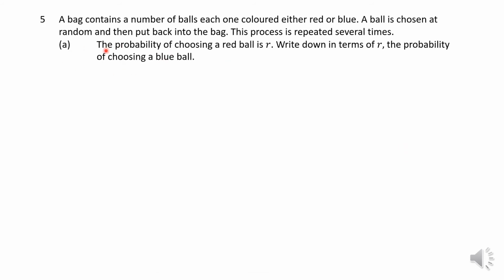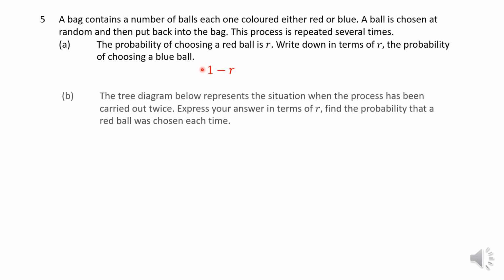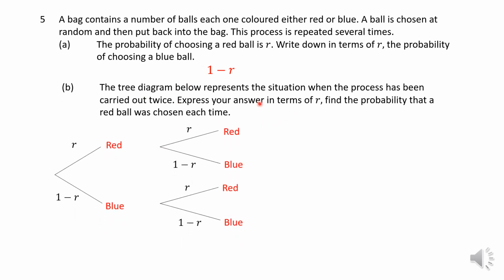Question 5. A bag contains a number of balls, each one colored either red or blue. Then a ball is chosen at random and then put back into the bag. Very important that you understand that. Take it and then they put it back. And they repeat this process several times. Okay, the probability of choosing a red ball is R, so not red is 1 minus R. Okay, when it's blue, it will be 1 minus R. Take away the red one, obviously 1 minus the red gives you the probability of choosing a blue ball. Then the tree diagram here obviously represents the situation when the process has been carried out twice.